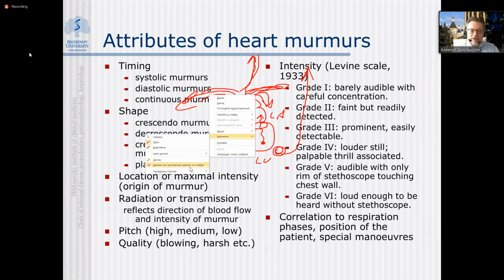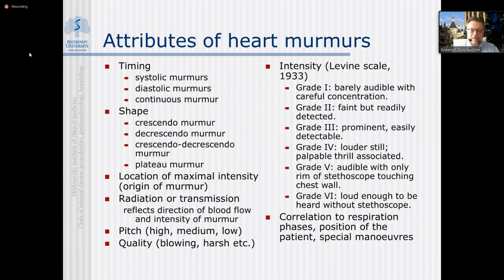That's important, and unfortunately, sometimes it may be tricky, sometimes it may be confusing, because in some cases, radiation will be explained not by the direction of the turbulent jet of blood, but by mechanical properties of the chest wall. There may be radiation by ribs, by the sternum, by pectoral muscle, and that may be sometimes confusing, so we'll try to discuss later how we should try to differentiate that.